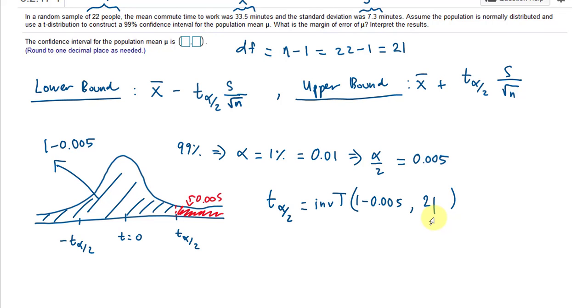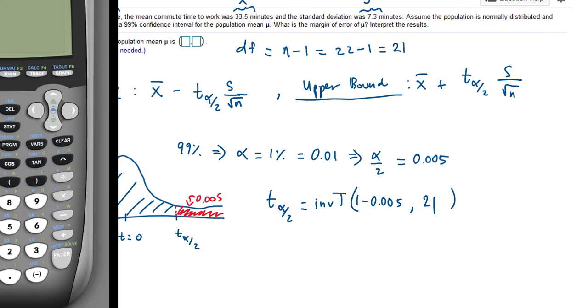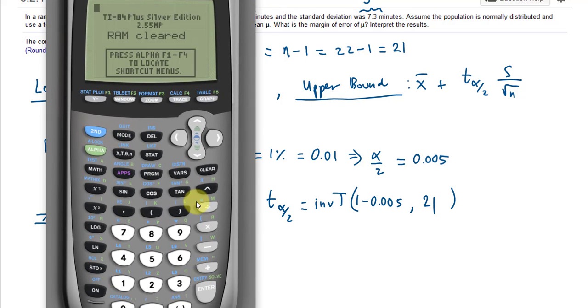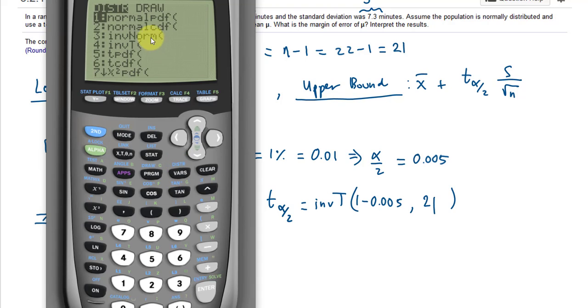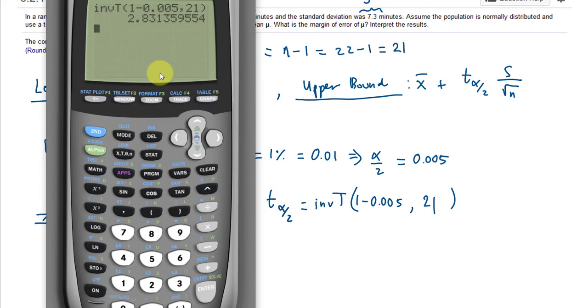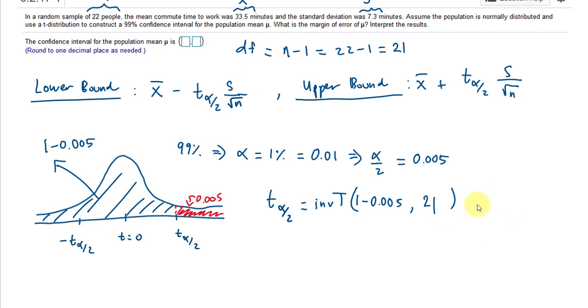Now we can use the TI-84. Let me show you that here. You go to distribution, second vars, and then hit inverse t. The area is what you have here, 1 minus 0.005, degrees of freedom 21, and then enter, and then hit enter again. That will give me about 2.83. So that is my t alpha over 2, 2.83.